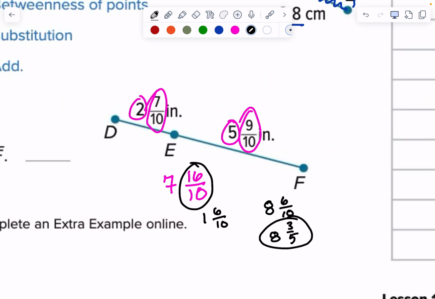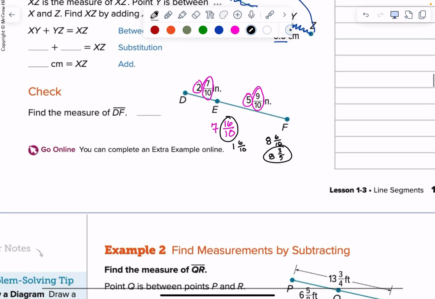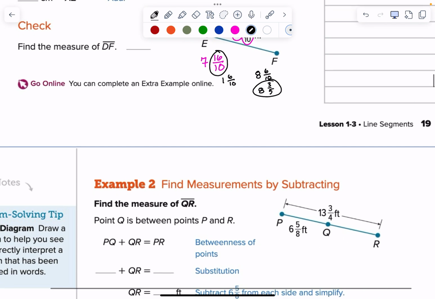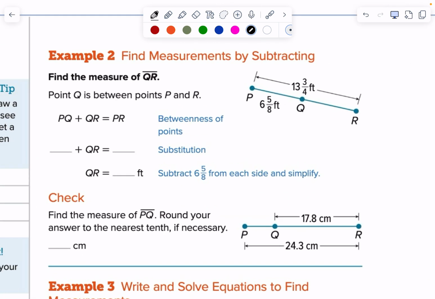Was that too fast? Okay, so you're just adding those. Good? If by chance I go too fast and you're like, oh, wait a second, I didn't catch all that, I would totally go back for you. Okay. Yes, you can.